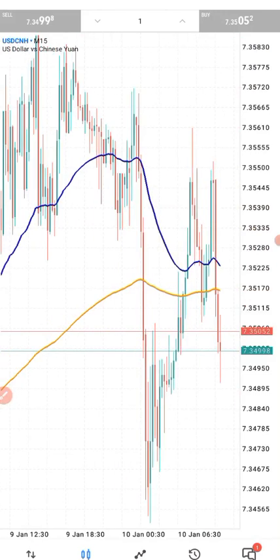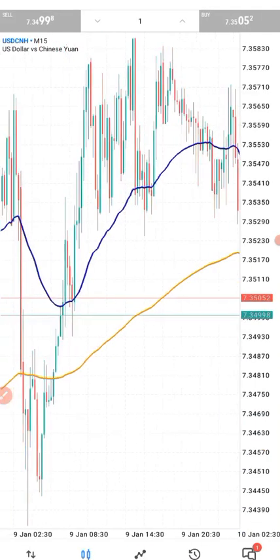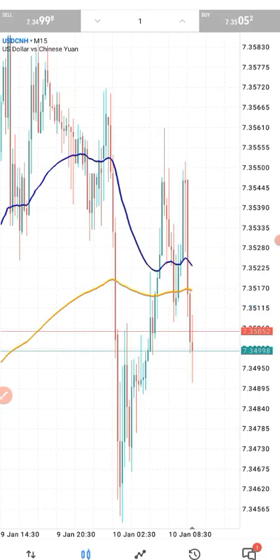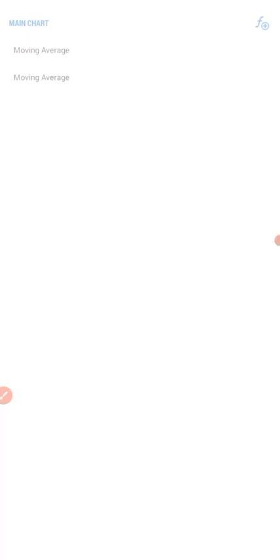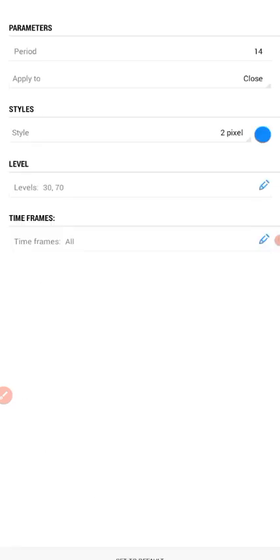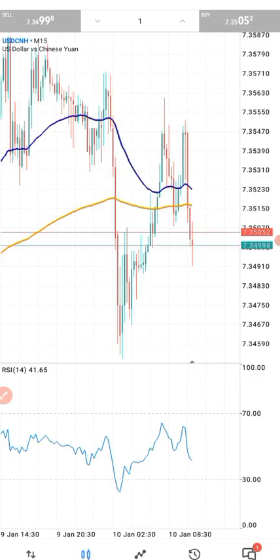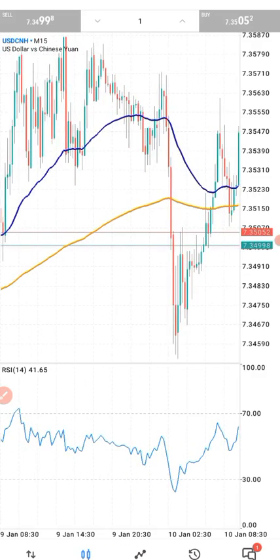Now let's add our oscillators. Once we add our oscillators, they appear beneath it. It forms another window. So let's add our oscillator. I prefer using the relative strength index, period 14, levels 30 and 70. Yes, so we have it like this. So look at this, guys. How do we use it?